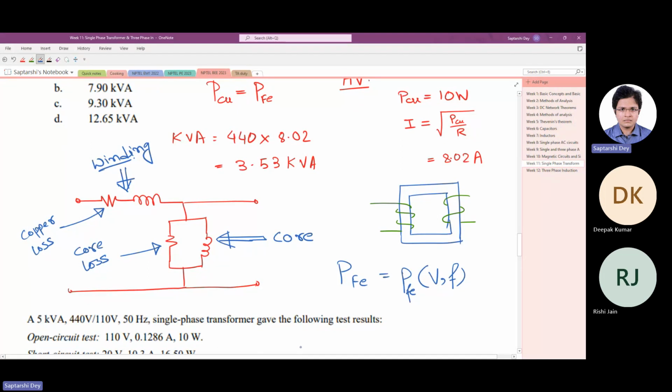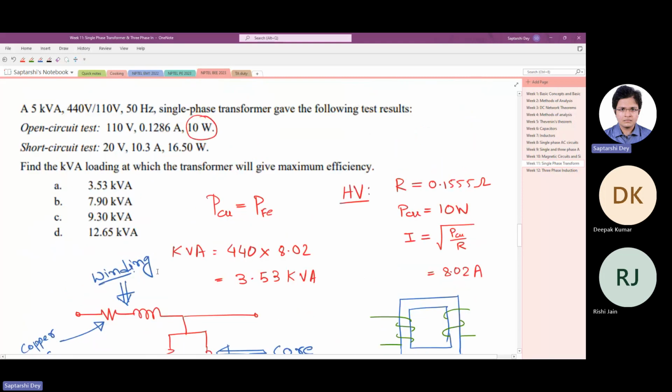It's a function of voltage and frequency. Now during the operating condition, the voltage and frequency do not change, so core loss remains practically constant. Whatever core loss you got during the open circuit test will remain constant. So the 10 watt core loss will remain constant.